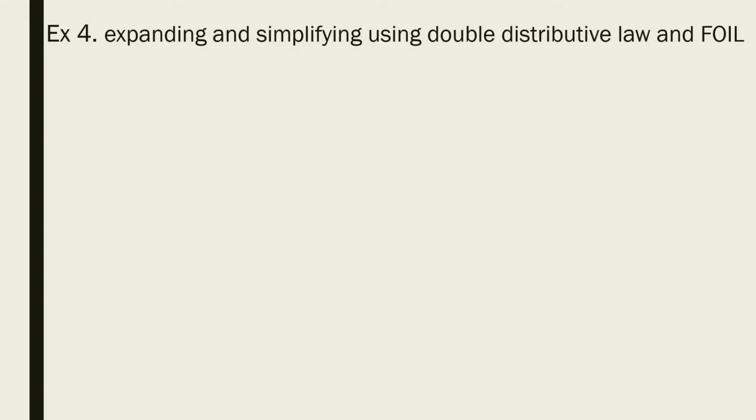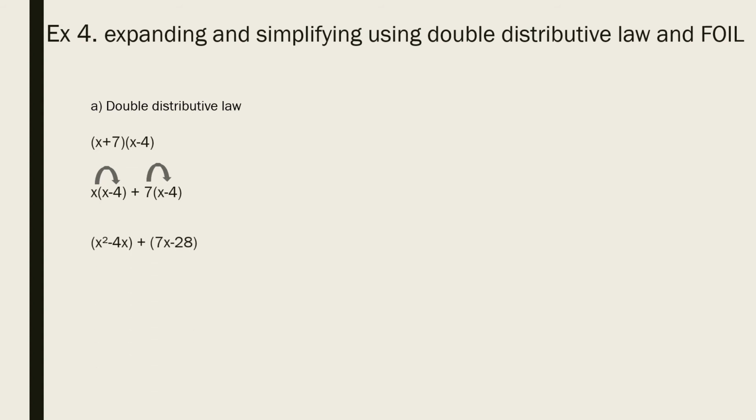For this question, we will be using x plus 7 times x minus 4. We can rewrite the question to simplify it by writing x times x minus 4 plus 7 times x minus 4. Now we multiply. x times x equals x squared. x times negative 4 gives us negative 4x. Now the second term. 7 times x equals 7x, and 7 times negative 4 gives us negative 28.